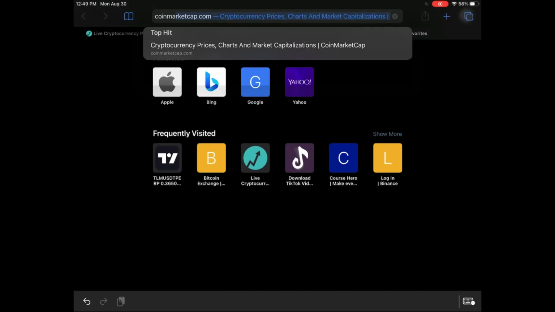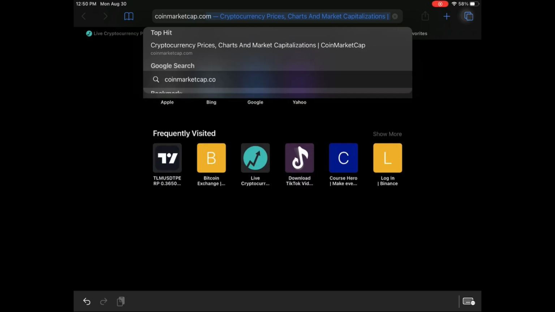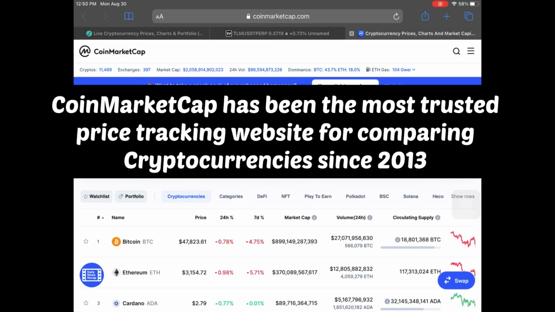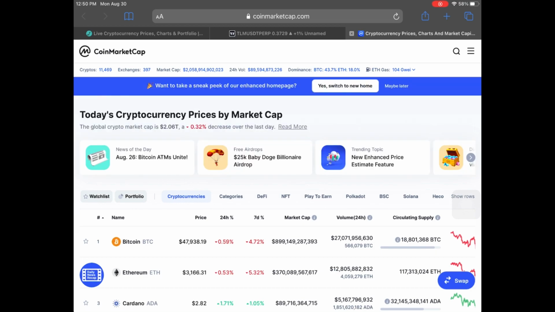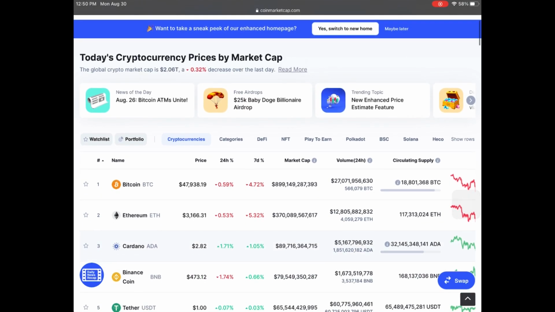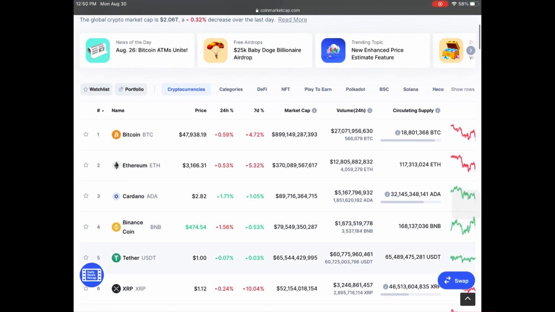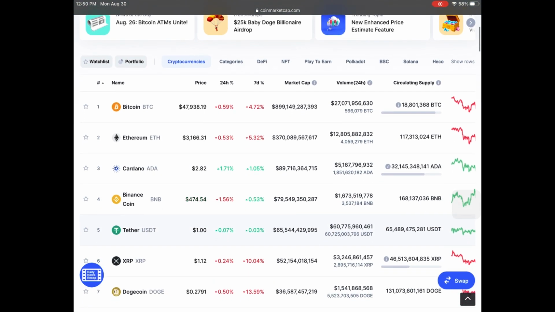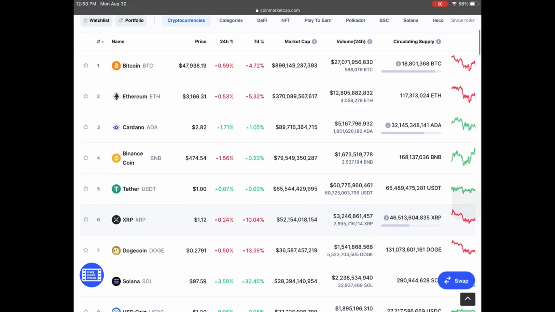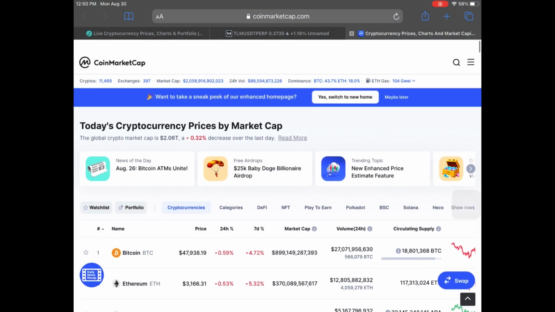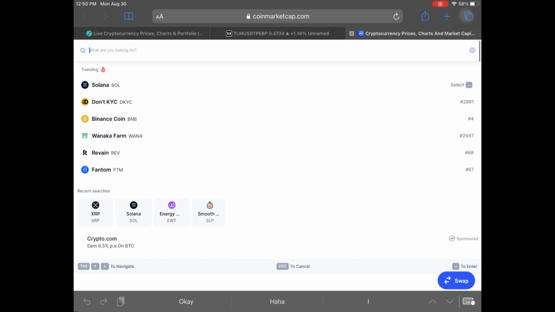So first, punta muna tayo kay coinmarketcap.com. Now, CoinMarketCap has been the most trusted price tracking website for comparing cryptocurrencies since 2013. Here you can check everything there is to know about a certain coin you are interested in. Later on, we're gonna talk about those data, but for now, dito muna tayo sa search bar. Here you can search for the name of the coin na gusto mong i-check.